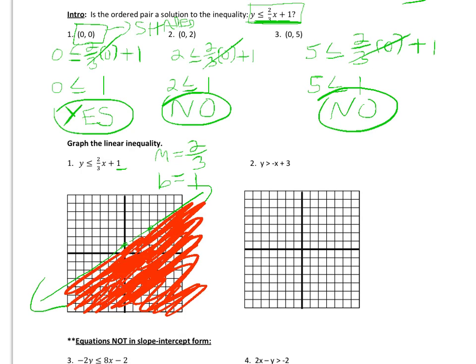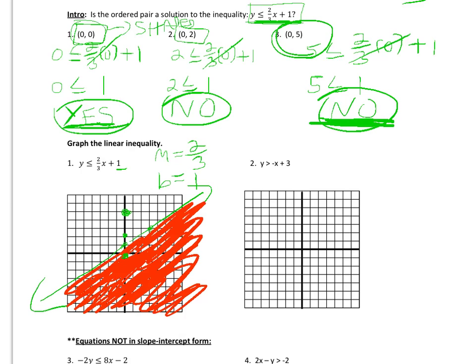Now, let's make sense of this. Let's look back to number 1, 2, and 3. I said 0, 0 was a solution. And look, 0, 0 is right here. That's in the red shaded region. 0, 2, this was no. If I look at 0, 2, it's right here. See it? That's not in the shaded region. That makes sense. The other point, 0, 5, well, 1, 2, 3, 4. Here's 0, 5. See how it's not in the red shaded region? That's why we got no.